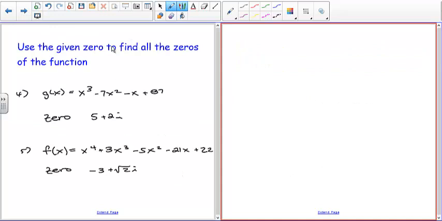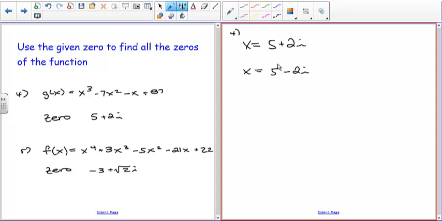Okay, now we're going to find the given zeros, or given one zero, which in this case is a complex zero. The key thing here is anytime you have a complex zero, the other zero has to be the complex conjugate. So if we have x equals 5 plus 2i, we already know that the other complex zero is going to be 5 minus 2i.